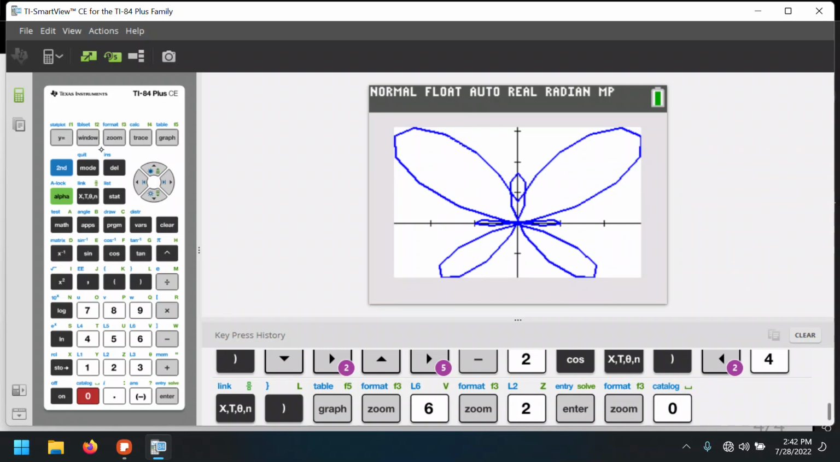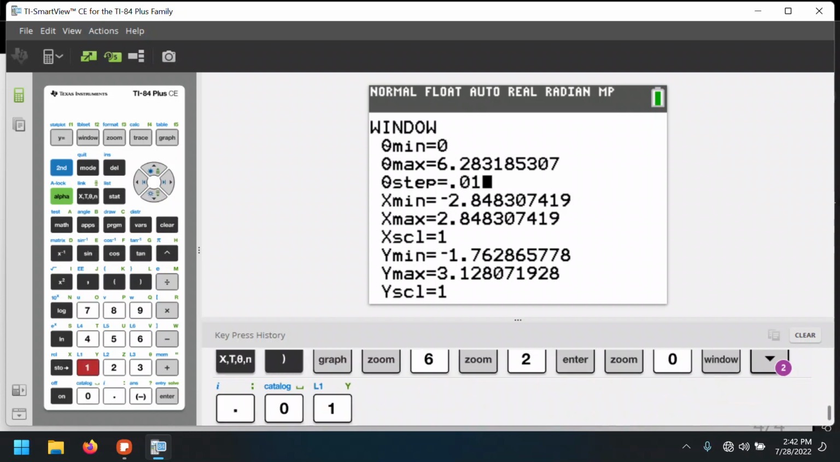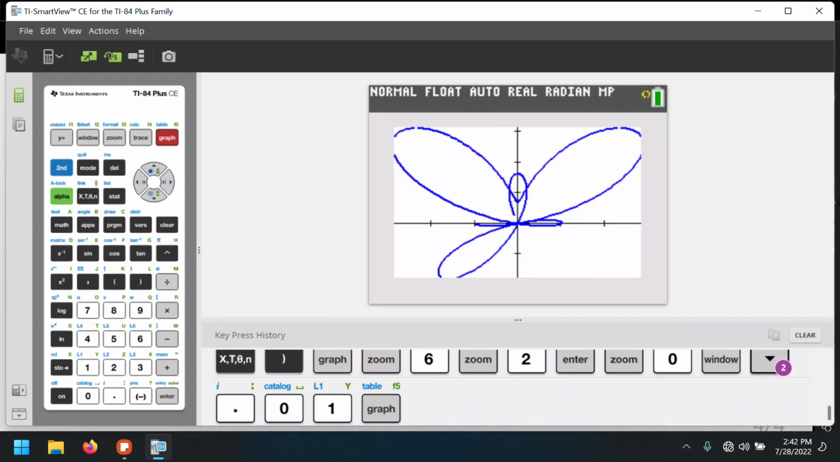It's a little sharp, I mean, it's spiky. So, window. You might want to change this to 0.01. Much better. And it's going to look for sure much better. A lot better.